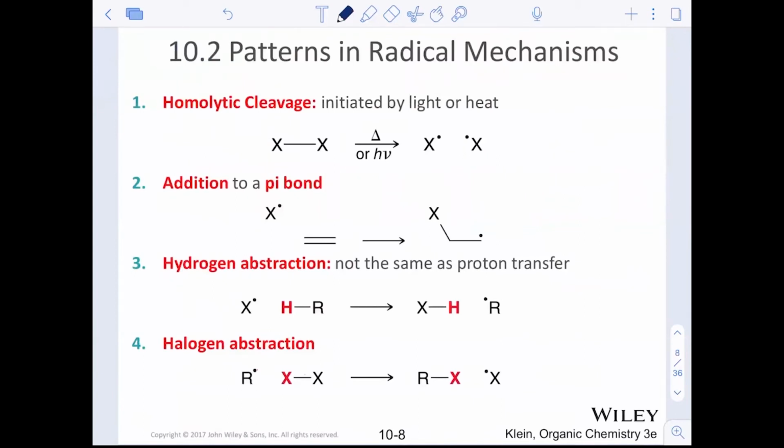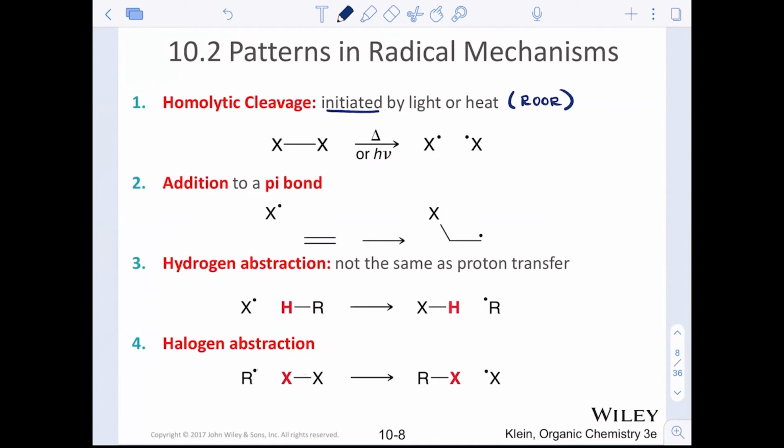Couple of different patterns, just like we've seen patterns before in heterolytic reactions. We're going to talk about these homolytic patterns as well. Klein has a very nice chart in the textbook, which we'll be filling in right here with the mechanisms. So let's follow along. Homolytic cleavage, usually initiated by heat or light. You can initiate them with a peroxide as well. We'll talk about peroxide initiators a little bit later on.